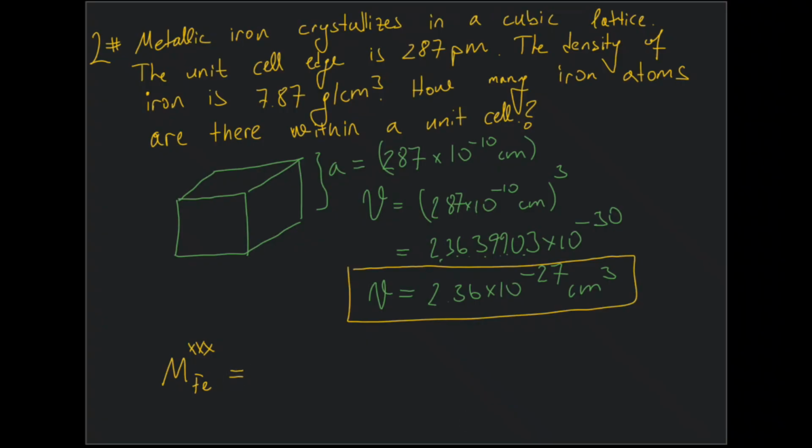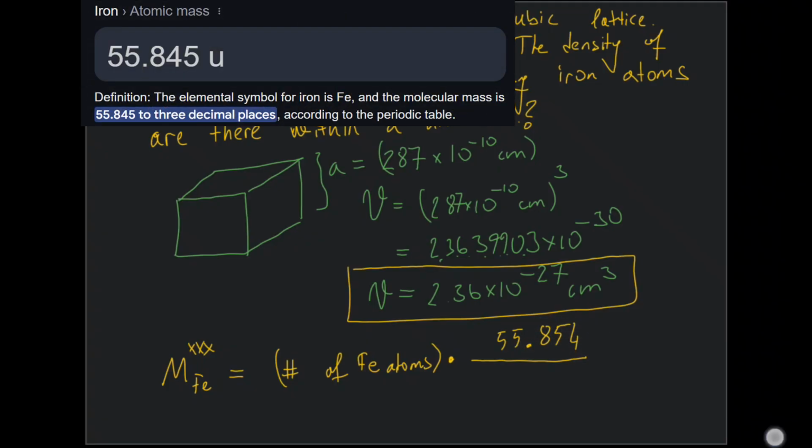So the mass of the iron is the number of iron atoms times 55.854 gram per mole. And actually I know this number. This is the molar mass of the iron.